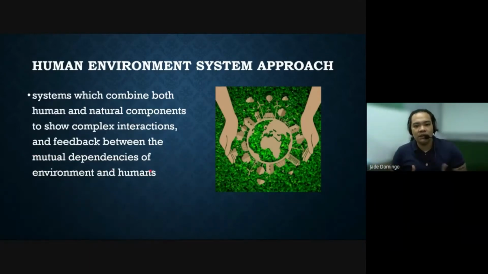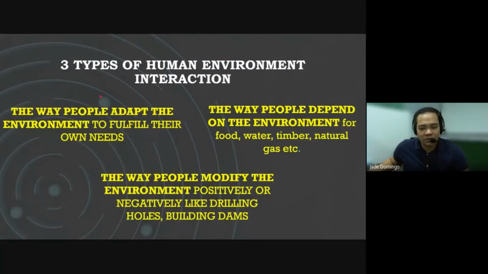When we say mutual dependencies, it means that both humans and the environment around them depend on each other to thrive or to live. A human in a barren environment cannot survive if he cannot find food or grow food. And the same with the environment: there are certain environments that cannot thrive without human interaction. But as we all know, there are also some environments that are slowly degrading or decaying because of human interaction. So in human environment systems, we study how those interactions affect both humans and the environment.